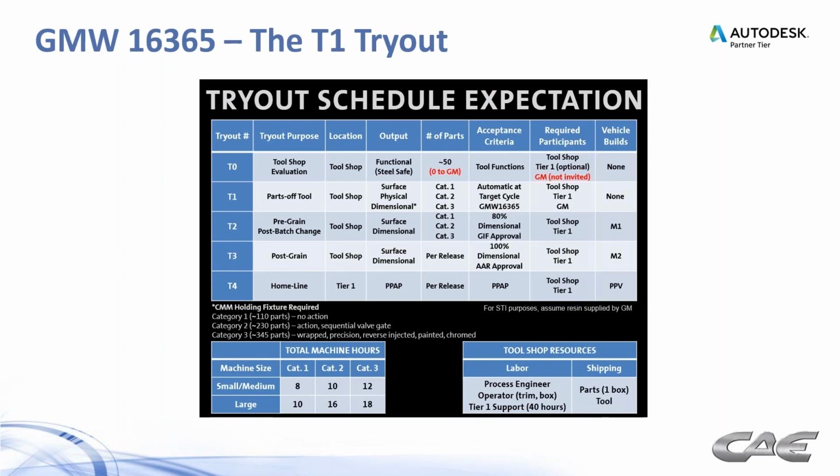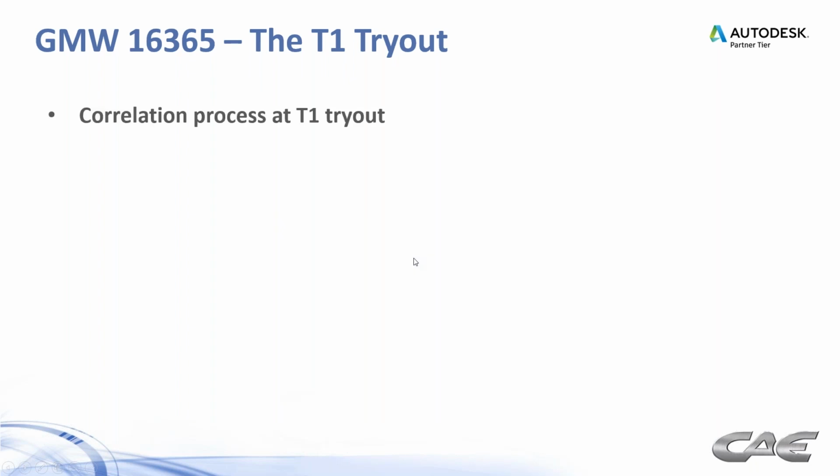Now we're going to move on to the T1 tryout standards, and there are 5 different stages of the tryouts, T0 through T4. The T1 tryout, the purpose of that is to get parts off the tool at the tool shop, and the output is surface and physical and dimensional issues that need to be worked out. So basically, this is the one we're going to focus on here. It's a correlation process at the T1 tryout. The goal is to produce an acceptable part for a matching submission.